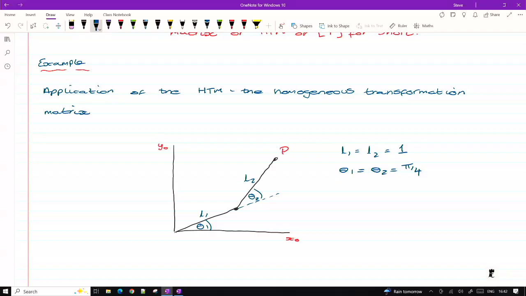You mentioned pi by 4 is the angle. I'm assuming that's in radians, right? Yes, in radians. And again, sometimes I'll switch to degrees just to be consistent. Okay.